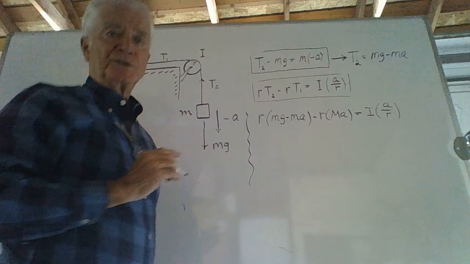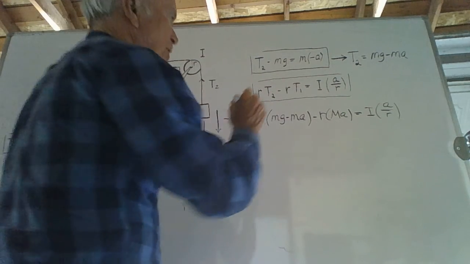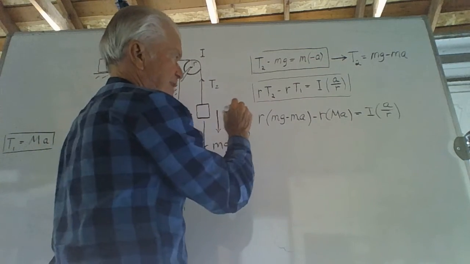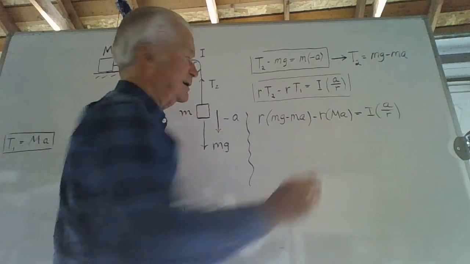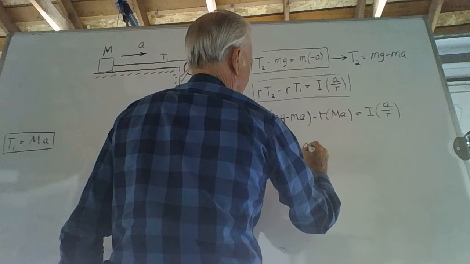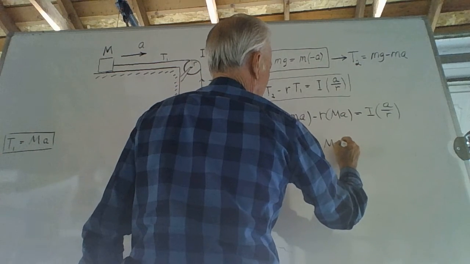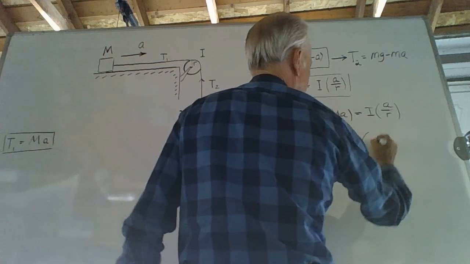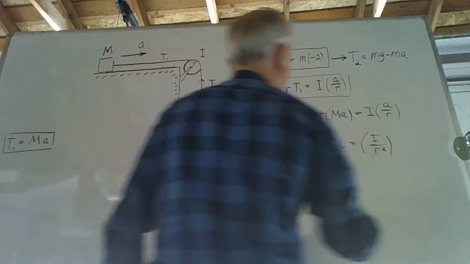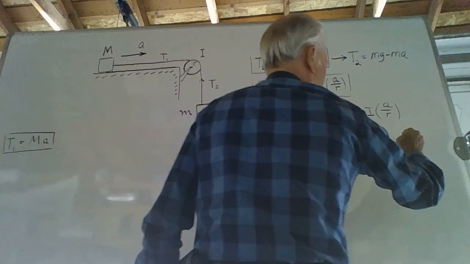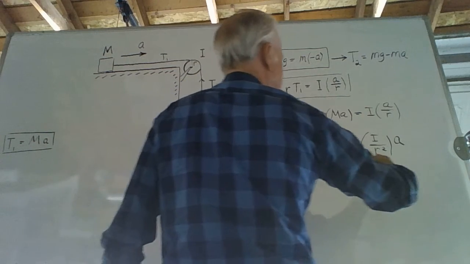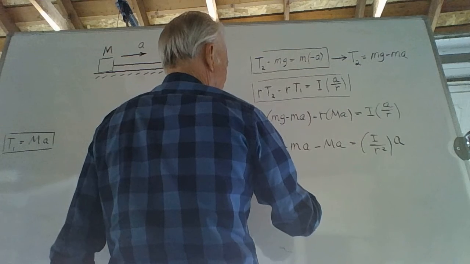We need to solve this equation for A. I will do that by dividing each of the three terms by R. And so this becomes mg minus ma minus uppercase M A equals (I divided by R squared) times A. I'll take the second and third negative terms here and put them on the right side, making them both positive, leaving behind the mg.